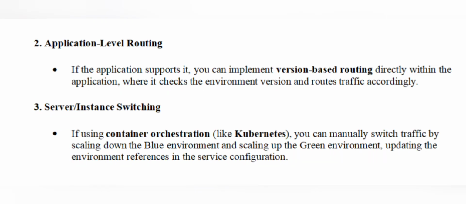The second point would be application level routing. If the application supports it, you can implement version-based routing directly within the application, where it checks the environment version and routes traffic accordingly. Third point would be server or instance switching. If using container orchestration like Kubernetes, you can manually switch the traffic by scaling down the blue environment and scaling up the green environment, updating the environment references in the service configuration.